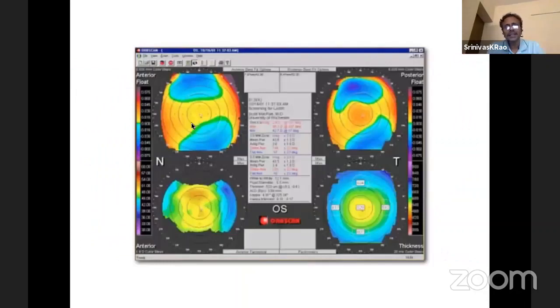Now, this is how the screen from one of these elevation-based devices will look. It is typically called a quad map. You can change the orientation of this. You can put 6 on it. You can put 2 on it. You can put only 1 on it. But by default, most of us like to look at the anterior elevation of the anterior corneal surface. We like to look at the elevation of the posterior corneal surface.